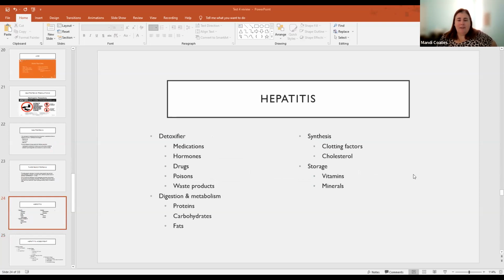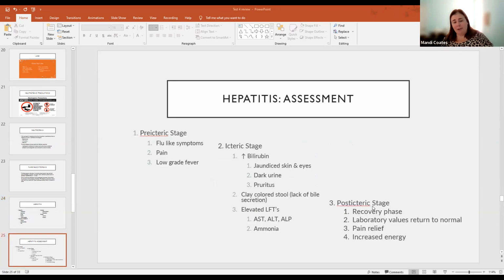All right, thinking about the liver with hepatitis. What does the liver do? It detoxifies, helps with digestion and metabolism. It helps break down things and convert them to energy. It produces your clotting factors, and it stores your vitamins and minerals. So know what your liver does so that when it fails, we know what kind of things to expect.